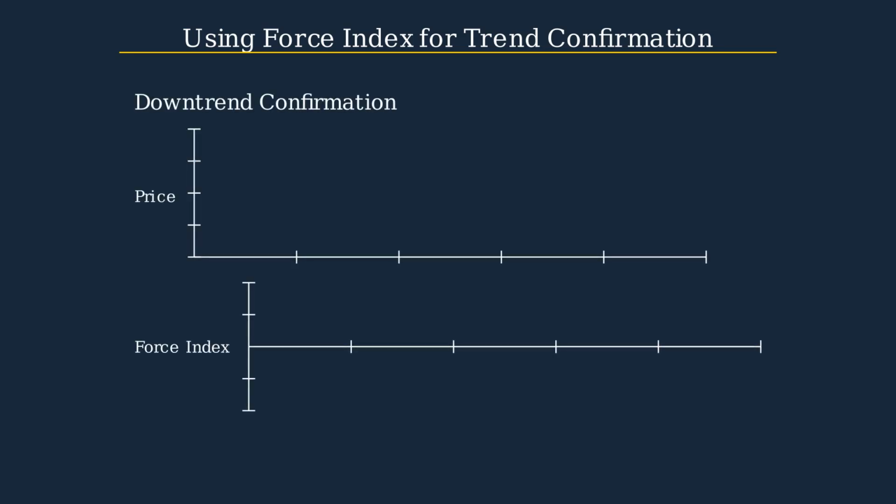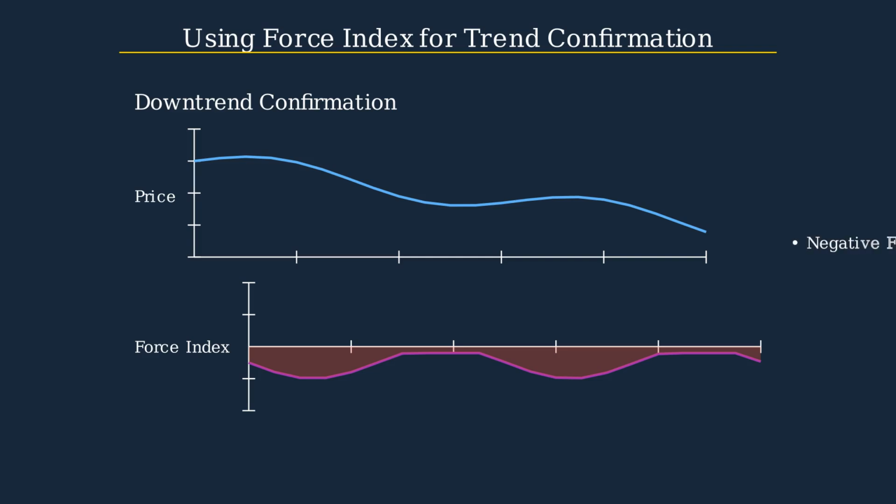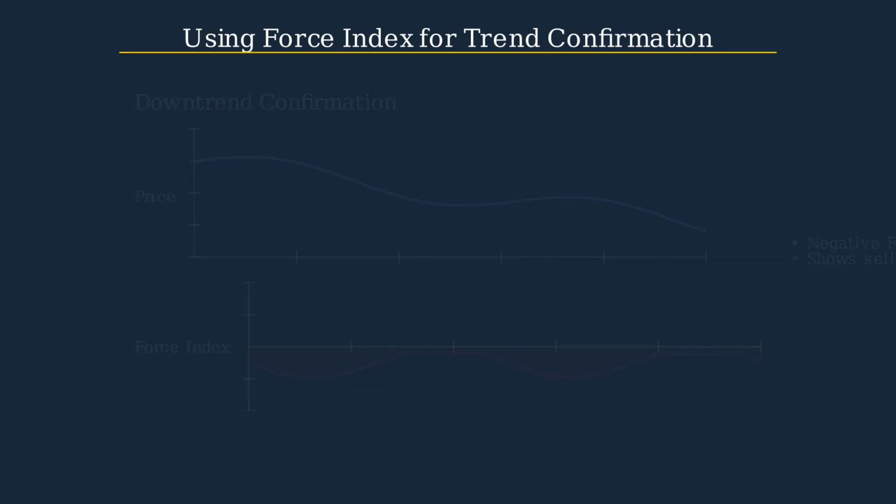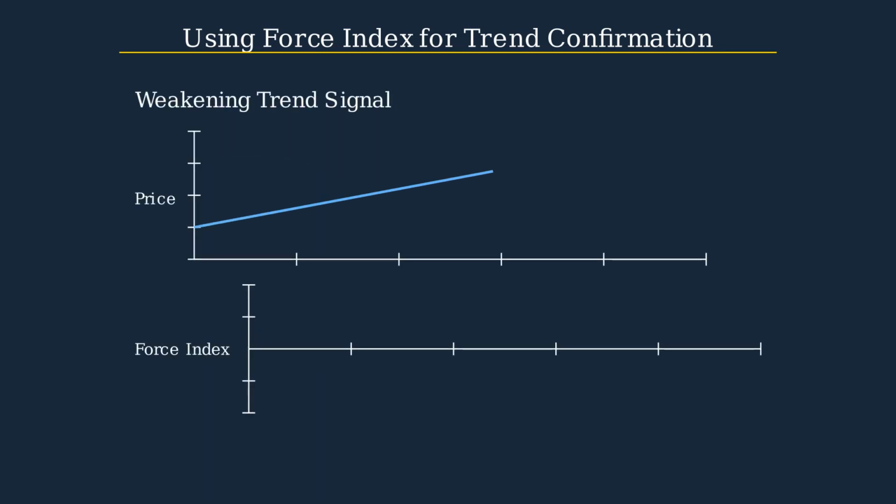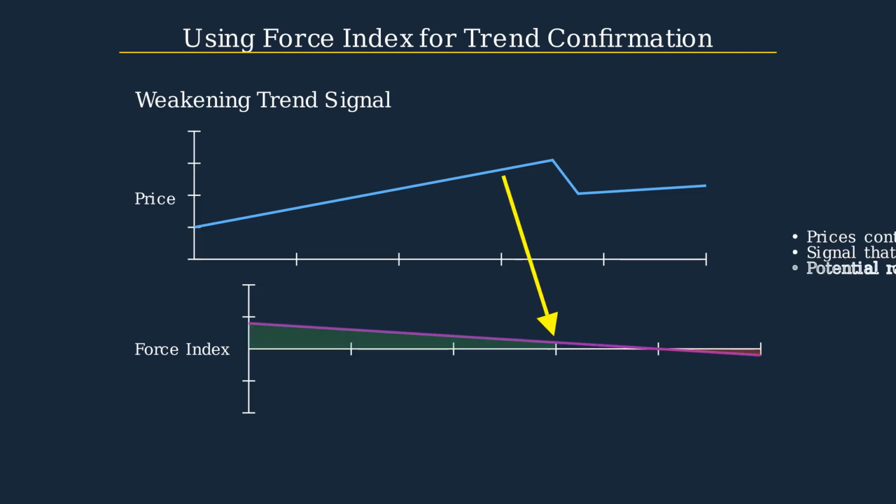In a downtrend, the force index should stay negative, confirming selling pressure is pushing prices lower. When the force index moves against the prevailing price trend, it may signal that the trend is weakening and a reversal could be imminent.